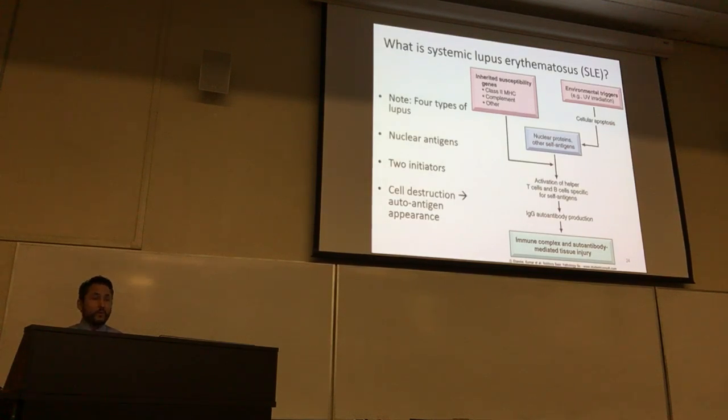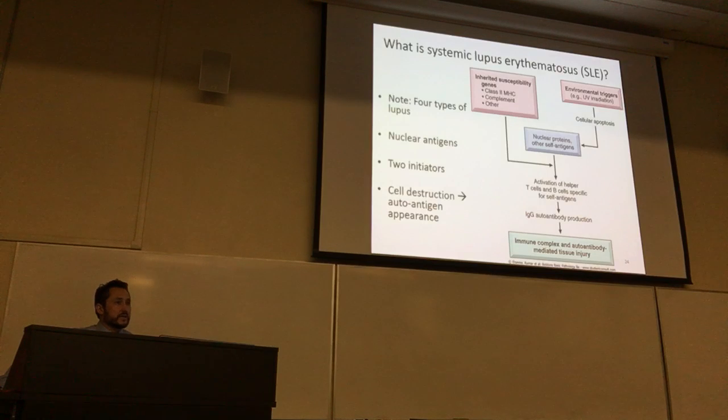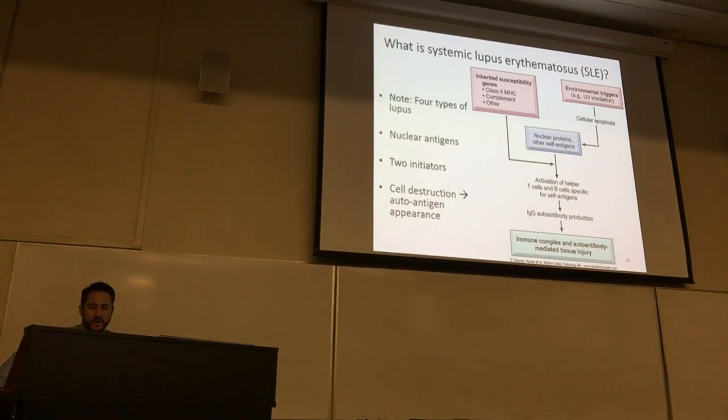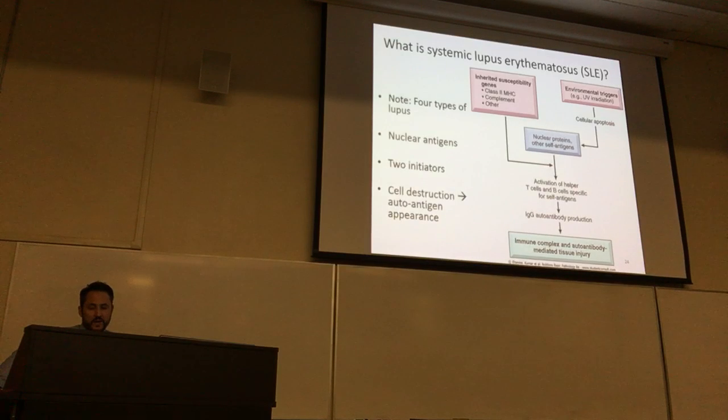So there's really four main types. We've got the systemic, which is really the most aggressive. Then we've got cutaneous, which is basically skin only. Cutaneous, otherwise referred to as discoid. Then we have drug-induced lupus, and we also have fetal.